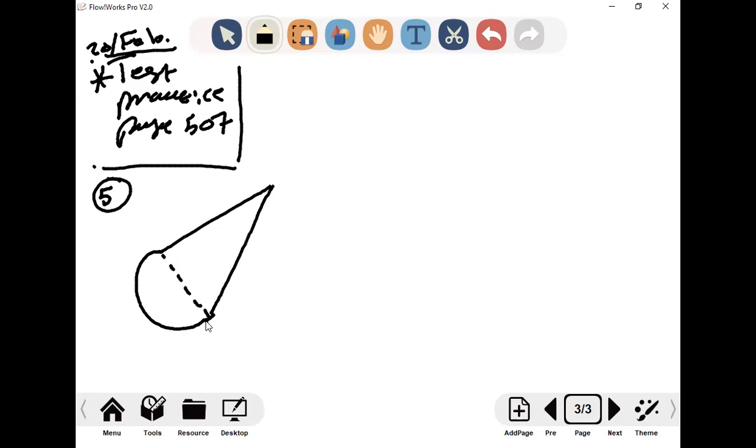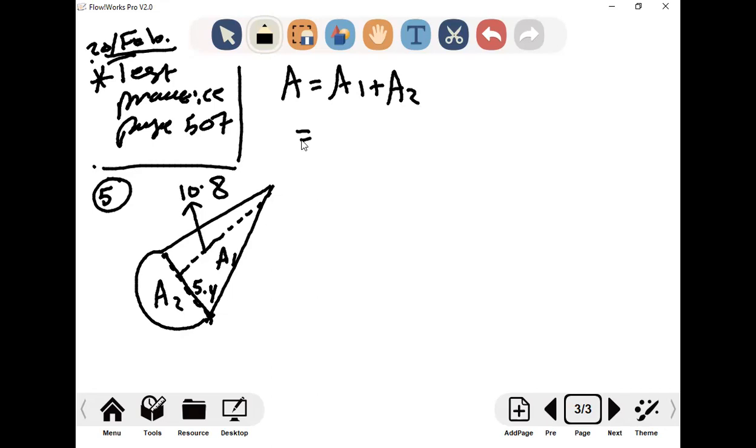And here we have, how much is this? 5.4. And this is how much? 10.8. So we have A1 and A2. So here big A equals A1 plus A2. A1 is the triangle area. What is it? Half BH, right? This is half BH plus A2, the semicircle, not the full circle. We take the area of it, which is half pi r power 2.